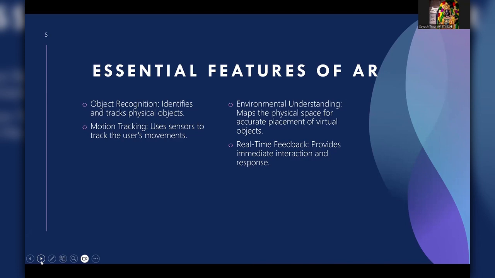The second one is motion tracking. Motion tracking means augmented reality uses certain kinds of sensors which enable the user to use this particular technology even when he or she is moving around or sitting, or whatever type of activity he or she is performing. Motion tracking system is very essential for these kinds of tracking systems.